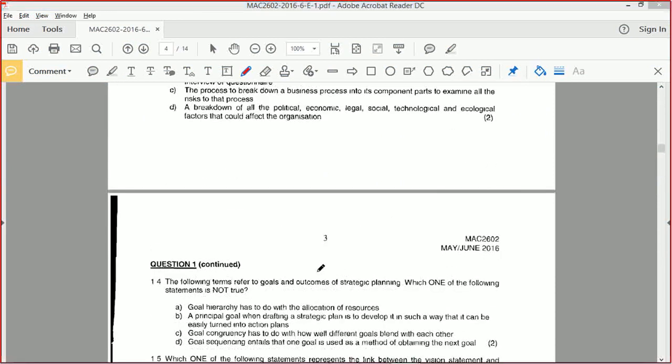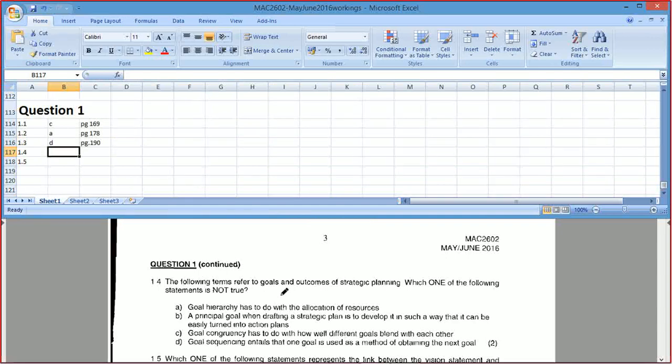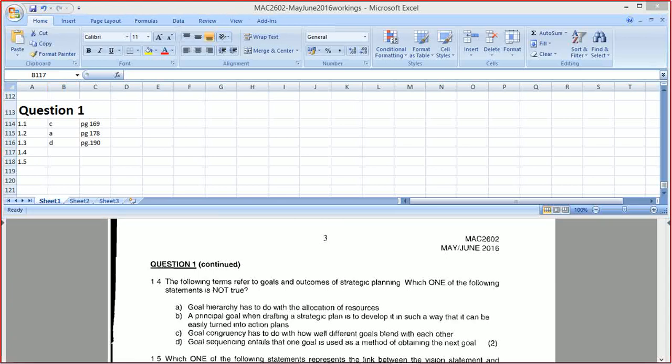1.4. The following terms refer to goals and outcomes of strategic planning. Okay, this is looking specifically at strategic planning. So planning meaning we're trying to focus on things that are going to affect us going forward. Okay, strategic planning meaning what plans are we going to put in action that will affect what happens in the future. Okay, so here they say which one of the following statements is not true. Okay, so goal hierarchy has to do with the allocation of resources. Goal hierarchy is looking at where do you have the goals in terms of importance.